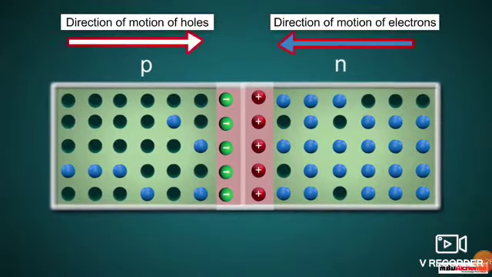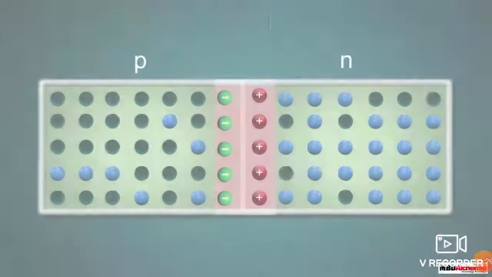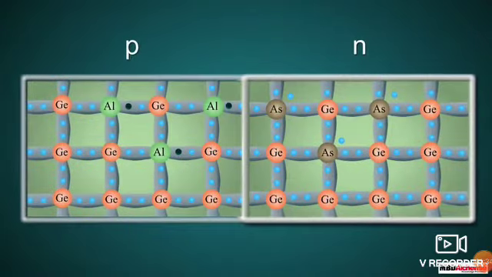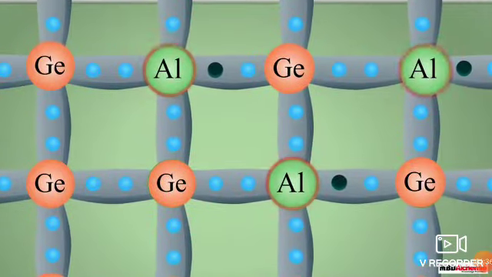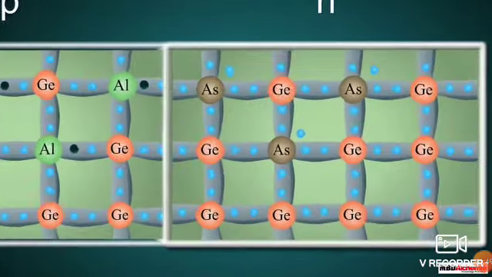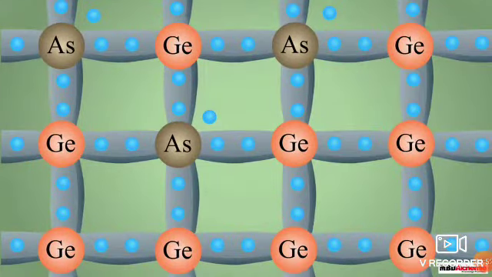To understand the movement of electrons and holes better, let us recall how p and n-type semiconductors are made. The p-type semiconductor is formed by adding trivalent impurities to the pure or intrinsic semiconductor. These trivalent impurities contribute holes to the semiconductor. The n-type semiconductor is formed by adding pentavalent impurities to the intrinsic semiconductor. These pentavalent impurities contribute electrons to the semiconductor.